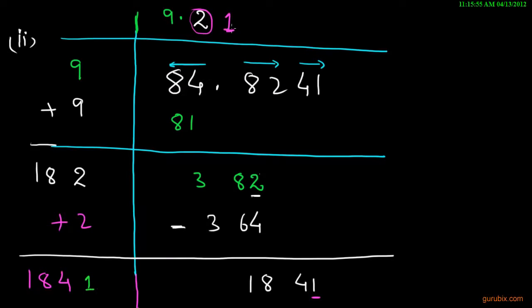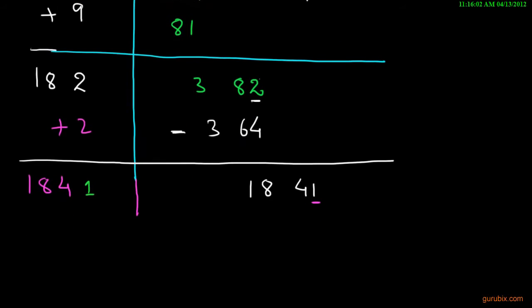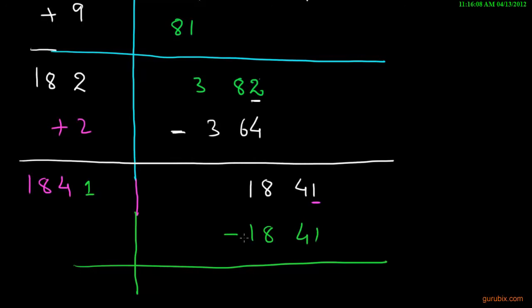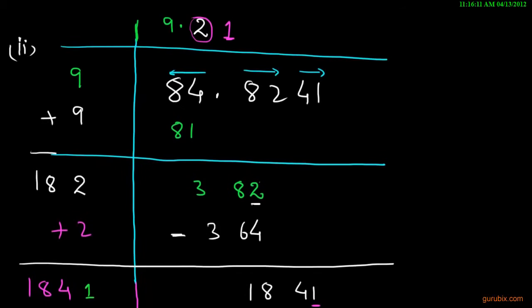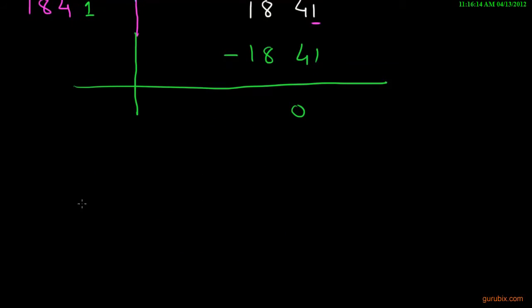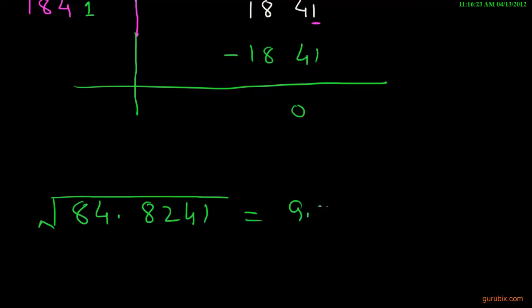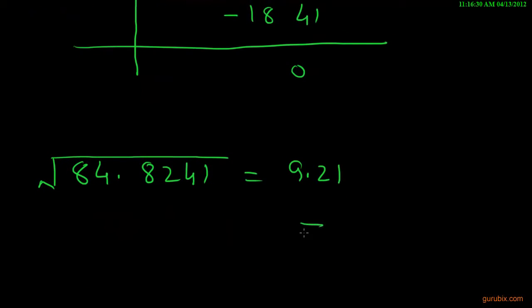And now we shall multiply this 1841 with this 1 to get the same number. And now we shall subtract it to get 0. So the square root of the given number 84.8241 is equal to 9.21. So this is the solution of the second part. Thank you.